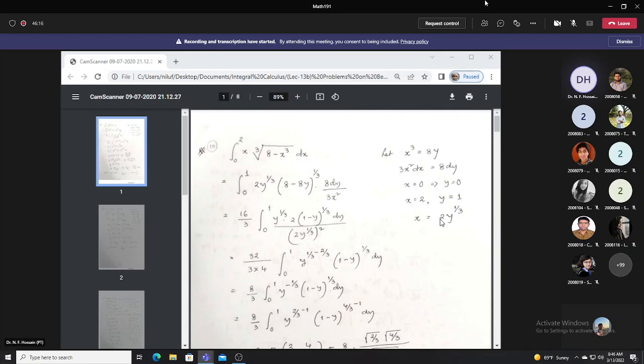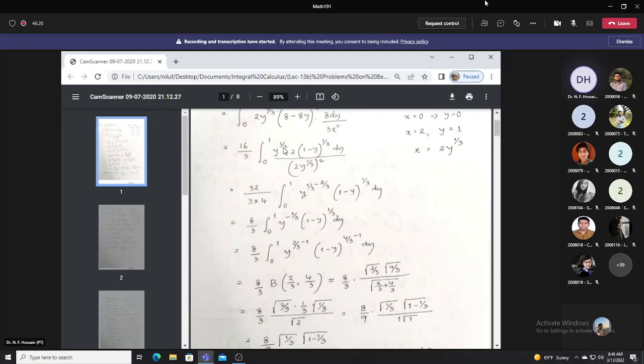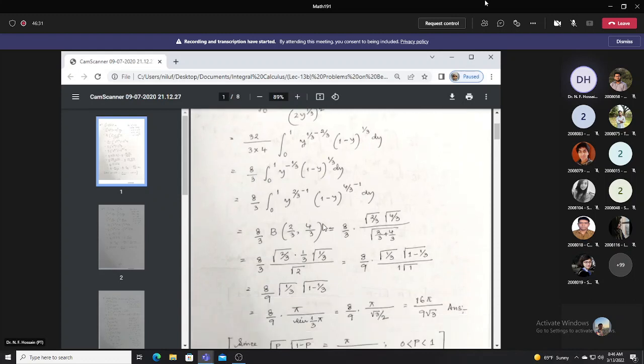Do the algebra, and ultimately you get y to the power 1/3 minus 2/3, and here (1 minus y) whole to the power 1/3. Take the constant factors outside the integral. Now you try to get the expression for the beta function. This minus 1/3 can be written as 2/3 minus 1, and this 1/3 can be written as 4/3 minus 1. So m is 2/3 and n is 4/3. So this is nothing but beta of 2/3, 4/3.